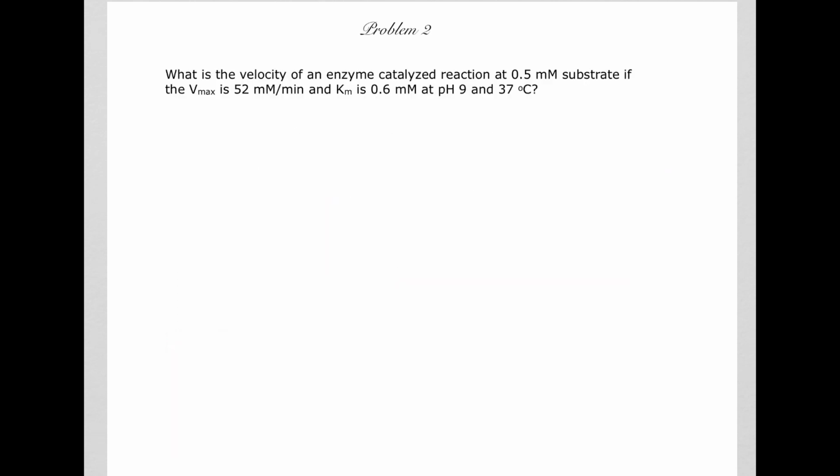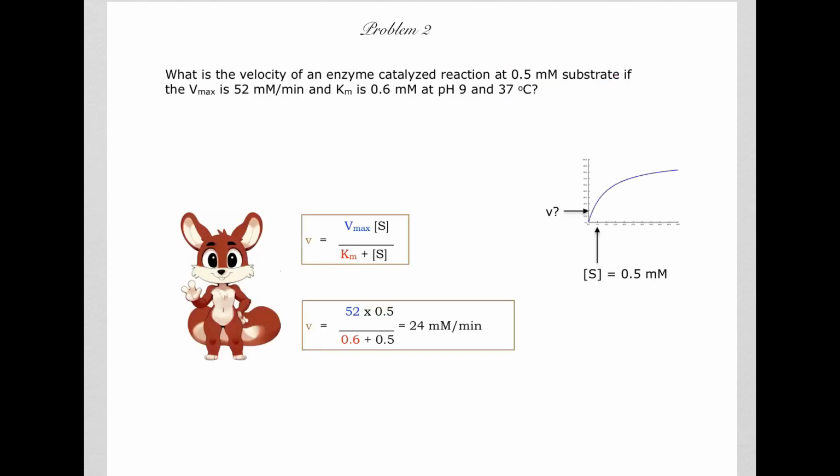Okay, problem 2. What is the velocity V of an enzyme catalyzed reaction when the substrate concentration is 0.5 millimolar? The Vmax is given as 52 millimolar per minute. Km is given as 0.6 millimolar. The pH has been identified and specified, as well as the temperature. So basically the question is, what is the velocity of the reaction if the substrate concentration is given and the Vmax and Km are given?